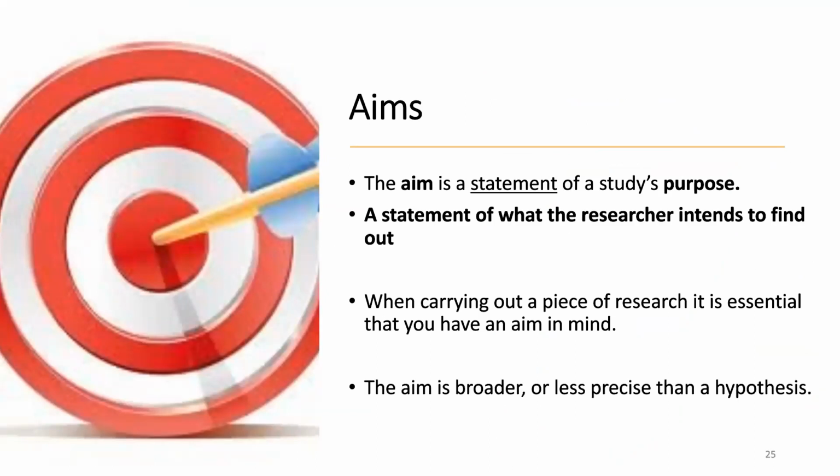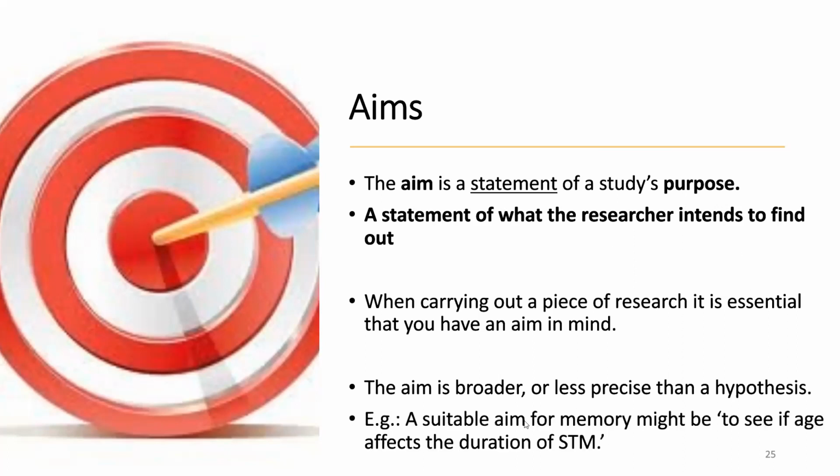So for example, an aim is broader and less precise than a hypothesis, okay? Because we're obviously going to contrast an aim to a hypothesis in a second. So an aim is simply a statement of the purpose of the study. So for example, a suitable aim for memory might be to see if age affects the duration of short-term memory. That is purely just the aim of my study, okay?